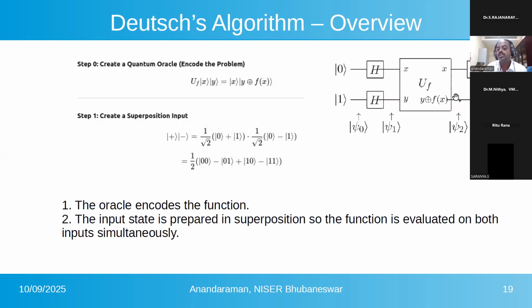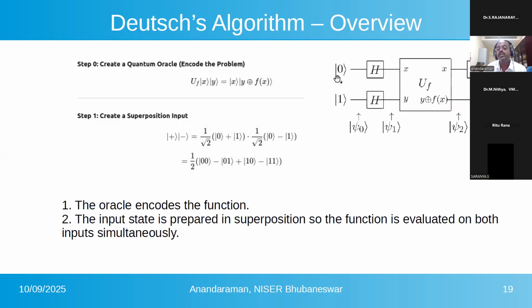So this box is called a quantum oracle. We don't know what is inside, we don't know how it is implemented, but if you give input, it will give output. That is called an oracle. No need to worry about the implementation of the oracle.